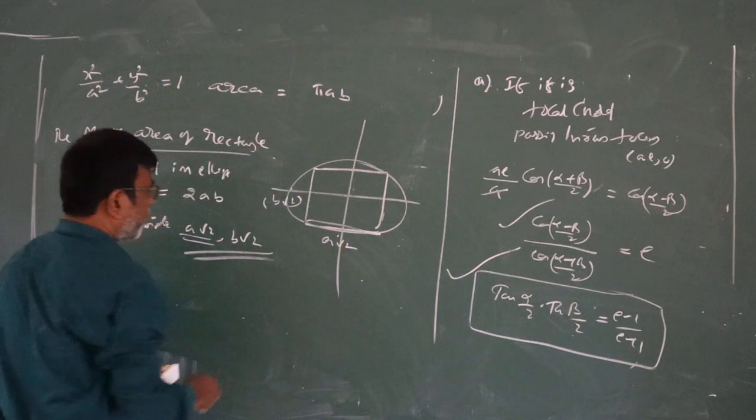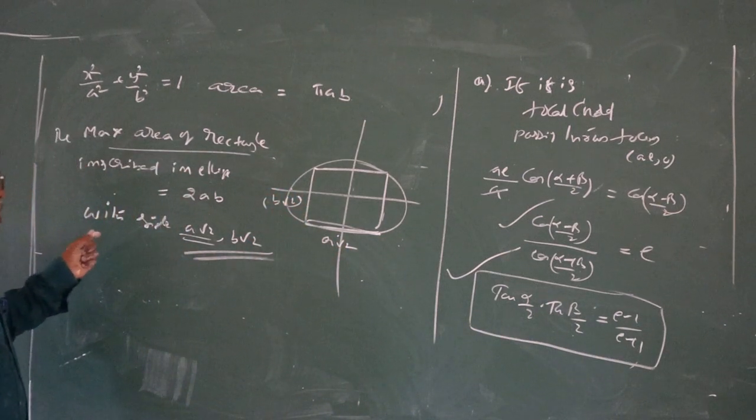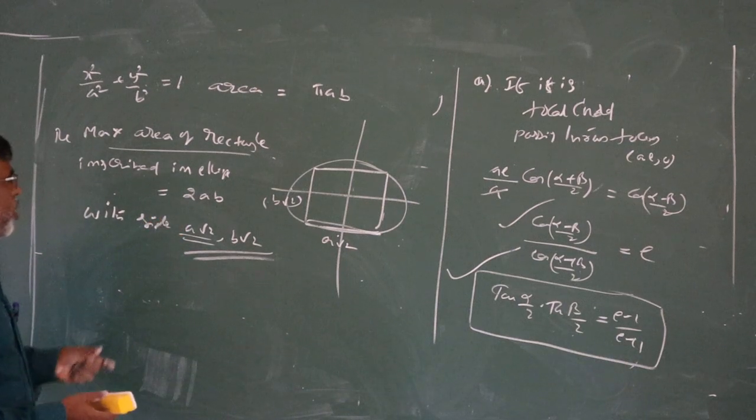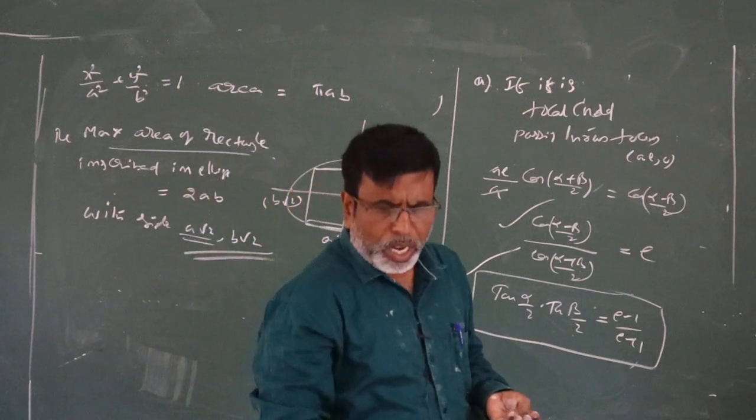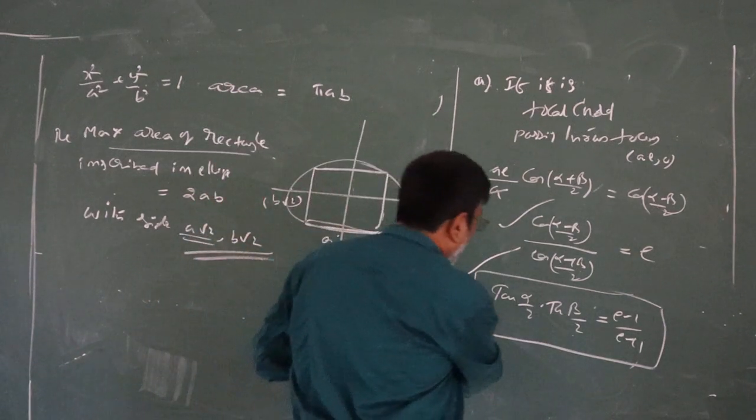This side is b root 2. a root 2, b root 2. So this is a way of remembering this one. Now let me explain one more concept.